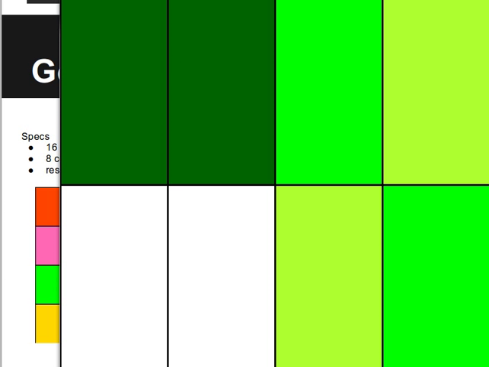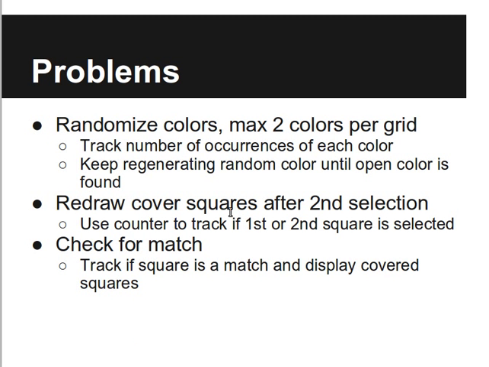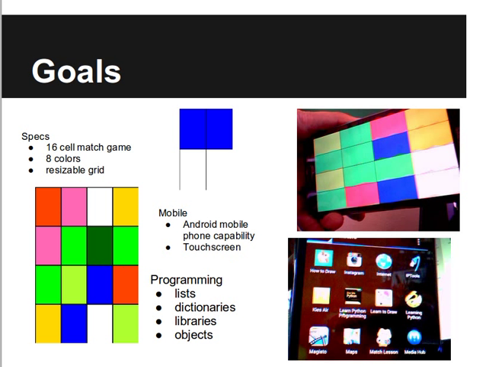Where you try to get a match. And the reason for this problem is, well, okay, so let's first look at what we have to do. We have to create lists, dictionaries, libraries, and objects.